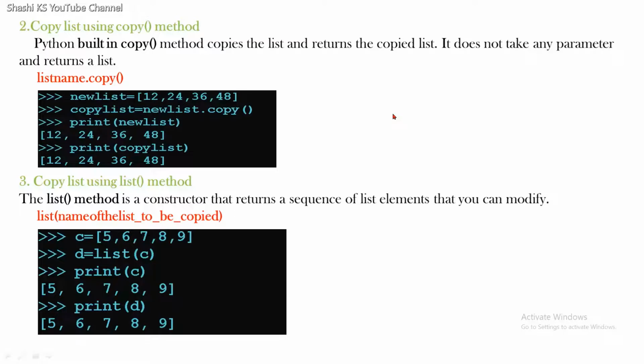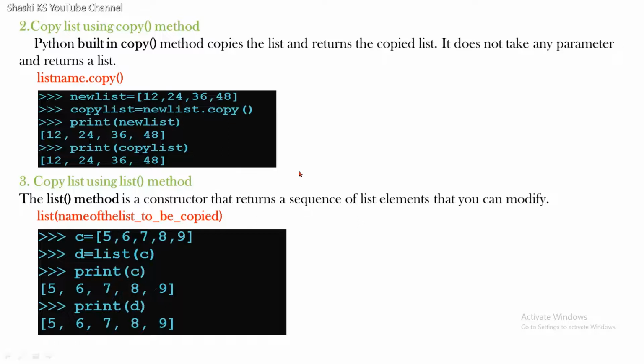The next is you can copy the list by using the copy method, which is the built-in method of Python. So just specify the list name dot copy, and it will copy the list and return the copied list. This copy method does not take any parameter. It will just return the list. You can see that I have a new list here, which contains 12, 24, 36, and 48. And then I say new list dot copy. I'm calling the built-in copy method of Python. And then I'm copying the copied list into copy list. Later, when I print new list and copy list, both of them are containing the same values.